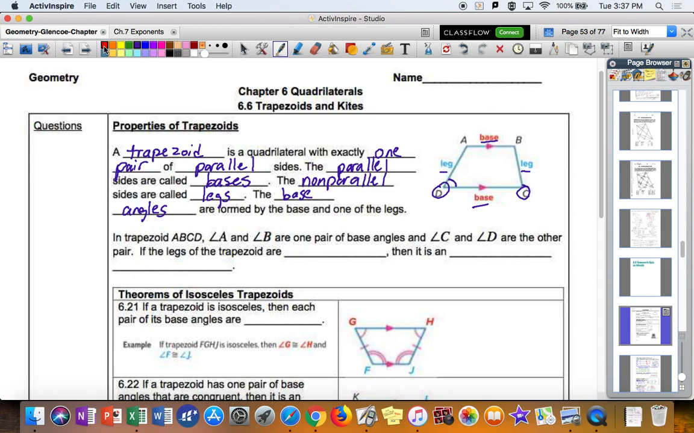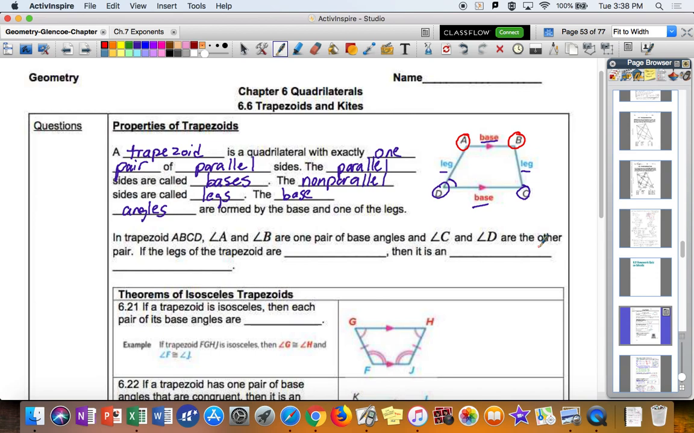D and C would be a pair of base angles, and then angle A and angle B would be a pair of base angles. So the angle that we refer to as a base angle is usually in a pair, and it's always between the leg and the base. That's what's stated down below here in trapezoid ABCD. A and B are one pair of base angles, and C and D are another pair of base angles.